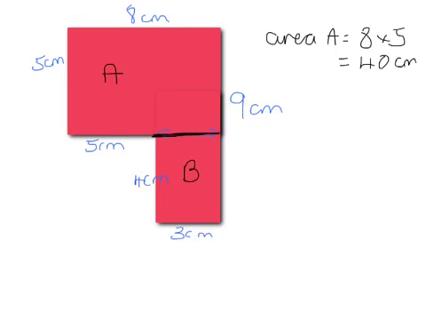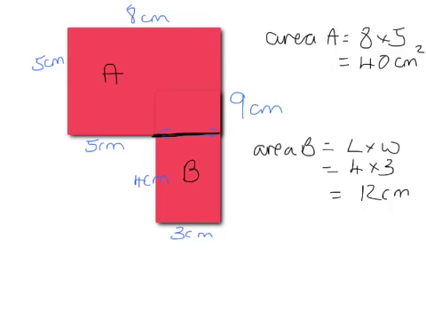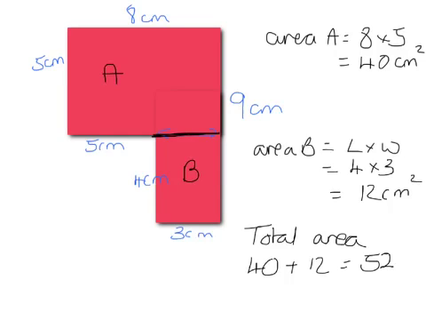So 8 times 5 is 40 centimetres squared. For area B, you need to use length times width, and the length of area B is going to be this dimension down here, which is the 4, and it's 3 across the bottom. So that would be 4 times 3, which gives you a total of 12 centimetres squared. To find out the total area, you need to add those two together. So 40 and add on the 12 is going to give me a total of 52 centimetres squared.